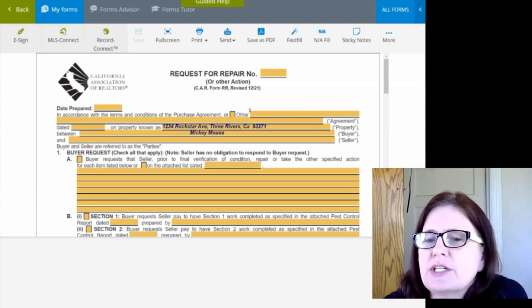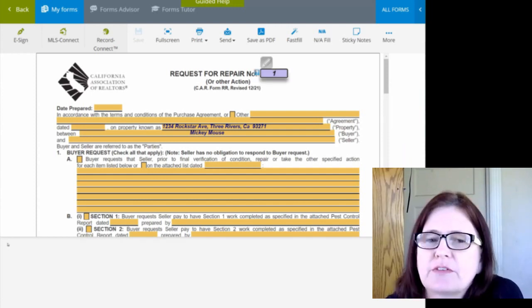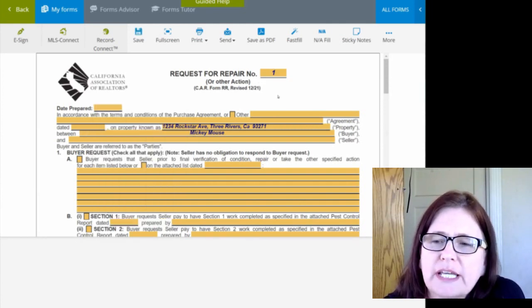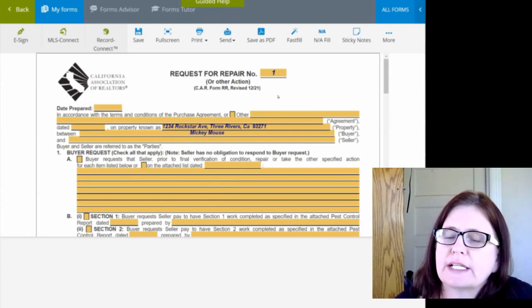So the first thing that we want to do on the request for repair is number it. Obviously the very first request for repair is going to be number 1. Ideally, in a transaction, we are only going to have one request for repair.